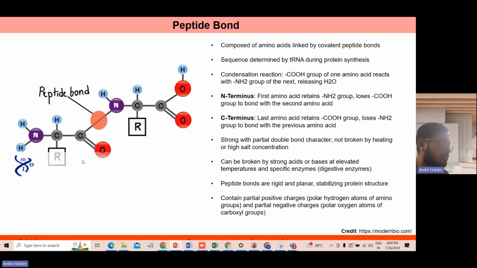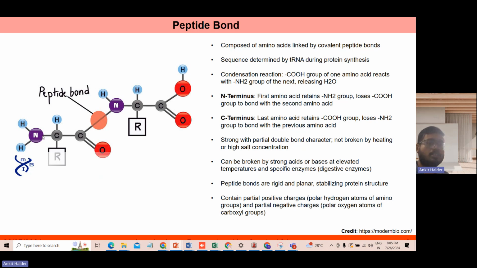So here you can see this is the COOH part of the group. This is the NH2 group which reacts and releases H2O, right? So this is the condensation reaction. The N terminus is the first amino acid that retains the NH2 group. So this is the N terminus.